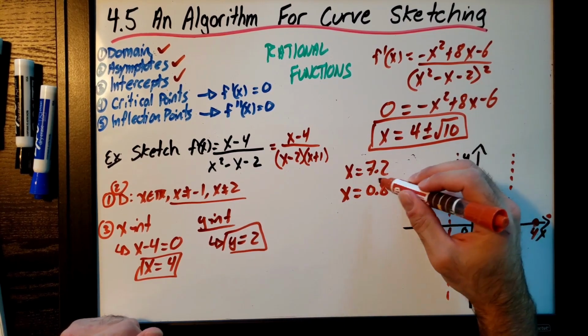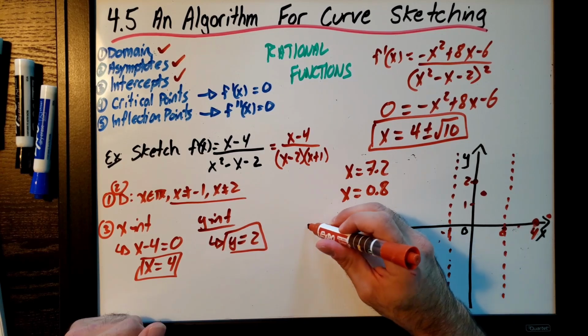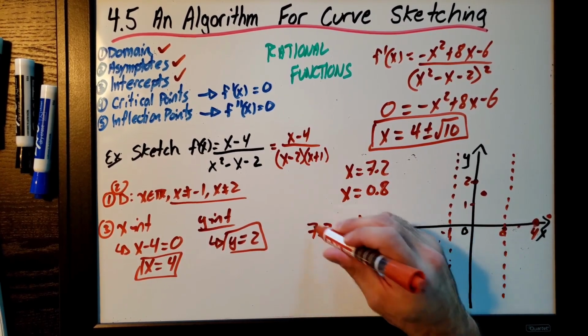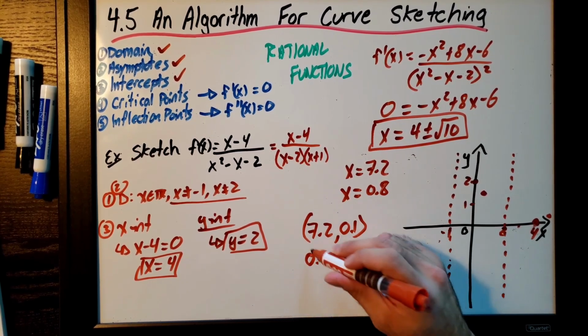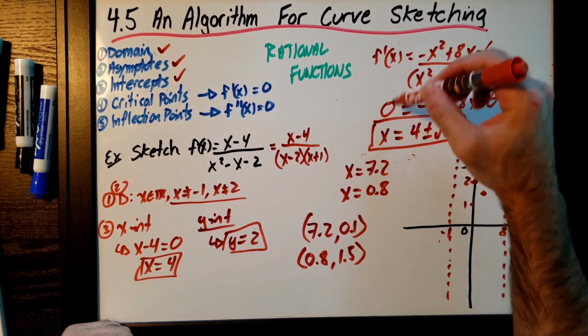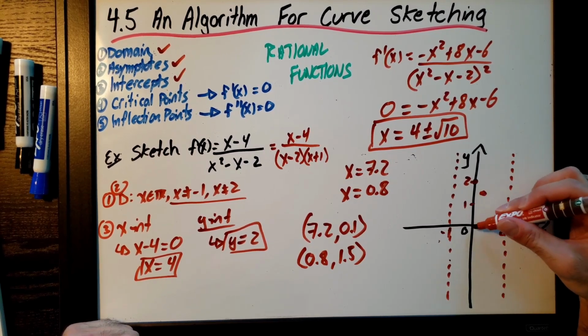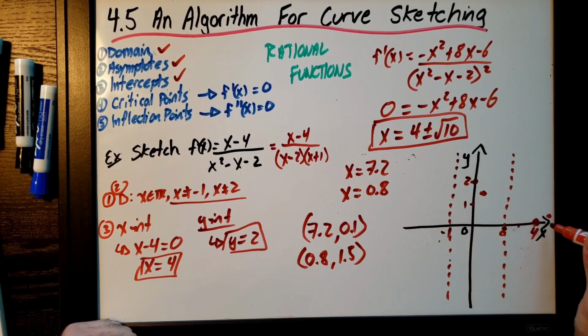Okay, so I can plug these values into my original function and figure out their y values. So these points are going to be 7.2 and 0.1, and the next one is 0.8 and 1.5. So these are potential max and mins that I really need. These are critical points. The first derivative equals 0. So I want to plot these points. I plotted one already at 0.8 and 1.5, and the next one's 7.2 and 0.1. Horrible scale again, but it's okay. I'll be able to explain it.